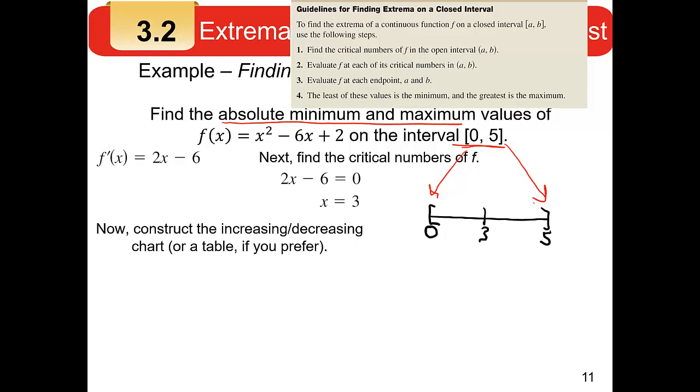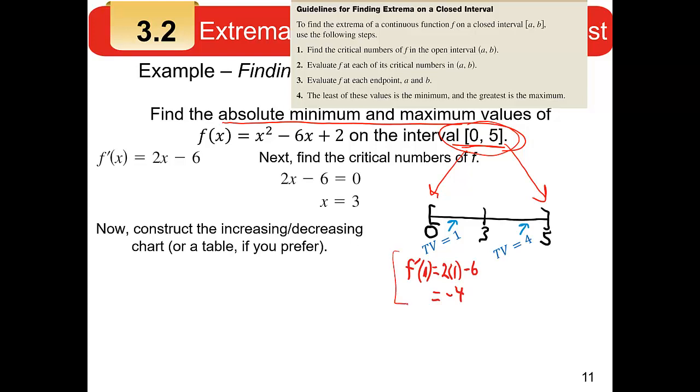But once you get that increasing decreasing chart drawn correctly, as I have done here, you go back to the same thing we were doing earlier. You want to take a test value in each interval, and remember, it's got to be between 0 and 3. You can't jump outside that interval because we're only interested in values between 0 and 5. And then you want to take a test value between 3 and 5. So I chose 1 as being my value between 0 and 3, and I chose 4 as being my value between 3 and 5. And remember, you're testing them in the derivative.